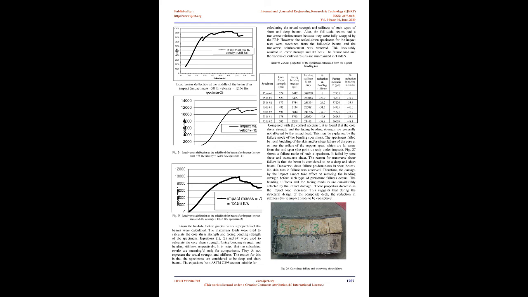Fig. 19 shows a specimen under the 4-point bending test. The load versus deflection graphs are shown in Figs. 20-26. From the load deflection graphs, various properties of the beams were calculated. The maximum loads were used to calculate the core shear strength and facing bending strength of the specimens.